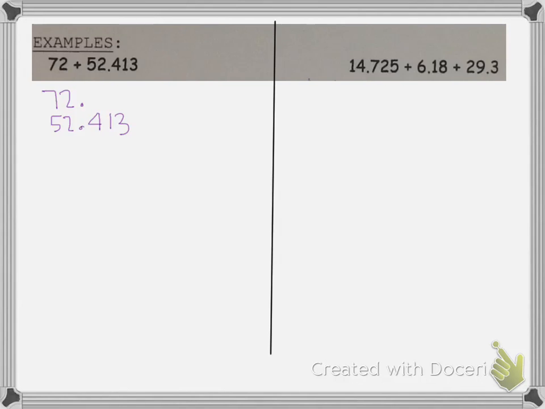Okay, and now my next step is if all the numbers in the problem don't go into the same place value, if I don't have numbers here to match up with the 413 that I'm adding in the 52.413, then I need to put zeros there as placeholders. And I'm not changing the value of that number. Those zeros are just placeholders. My next step is to bring the decimal straight down into my answer.